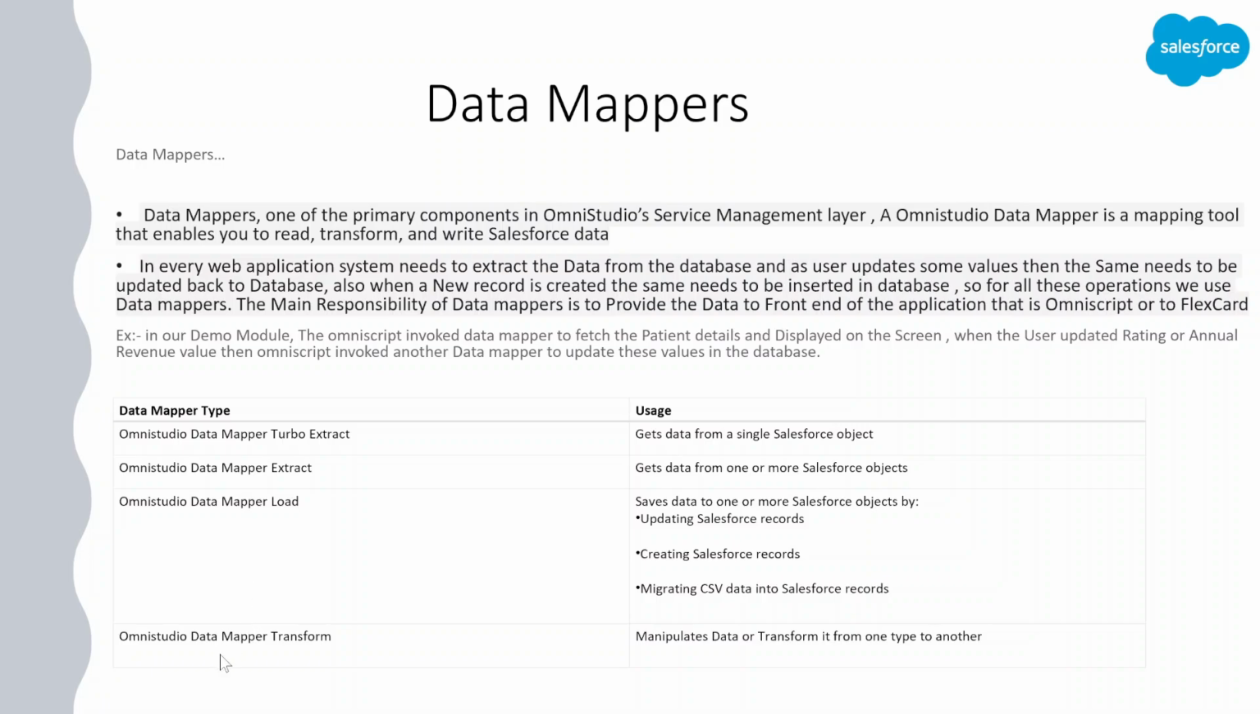And the final one we have is OmniStudio Data Mapper Transform. This data mapper is used to manipulate the data or transform it from one type to another. We will see in our examples how we can utilize this type of data mapper. These basically take one form of data and convert it into a different form, or just manipulate it, maybe add more formula fields or add logic to create more data out of the existing data. So for all of those operations, we will use the OmniStudio Data Mapper Transform.